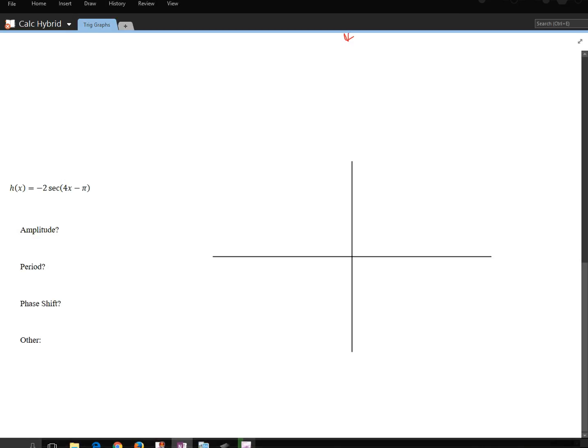Hello class, let's look at this third and final graph that you should have tried, and we'll check it out and see what's going on. So this time we're going to graph a secant function, and it's a fairly complex one, I suppose. Let's see if there are any transformations we need to separate first. And I think there are this time.